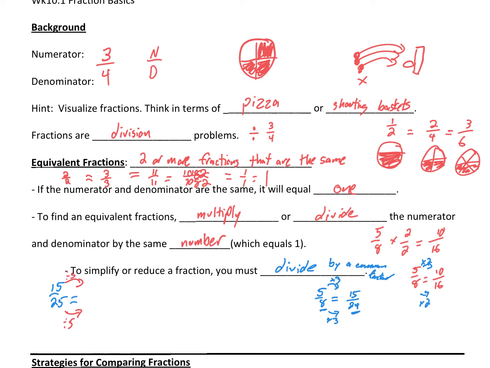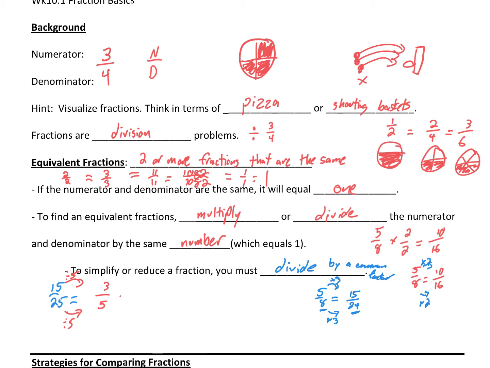So let's divide the top and bottom both by 5. 15 divided by 5 is 3. 25 divided by 5 is 5. We have 3/5. Is there a common factor that we can divide both these by? Well, you could divide them both by 1, but that won't get you anywhere. They're both prime numbers. That is your answer.